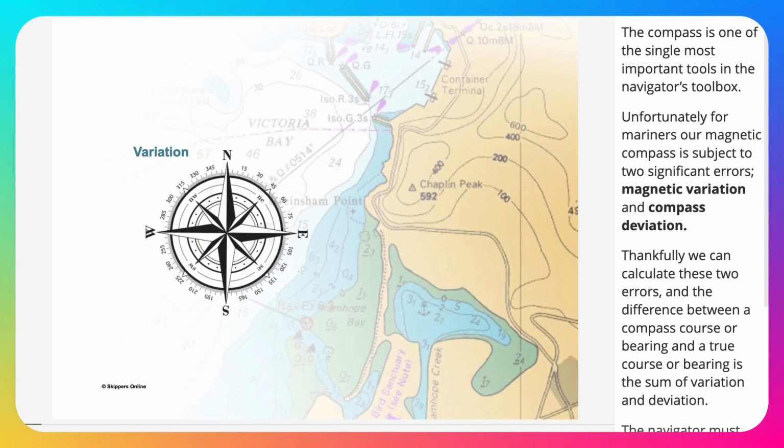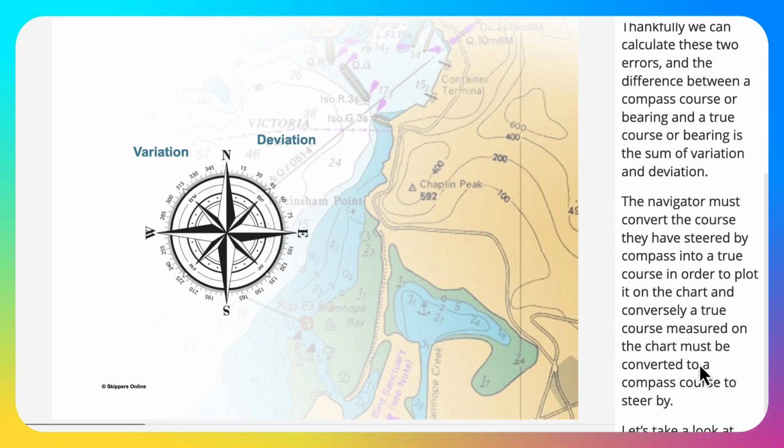The compass is one of the single most important tools in the navigator's toolbox. Unfortunately for mariners, our magnetic compass is subject to two significant errors: magnetic variation and compass deviation. Thankfully, we can calculate these two errors, and the difference between a compass course or bearing and a true course or bearing is the sum of variation and deviation.